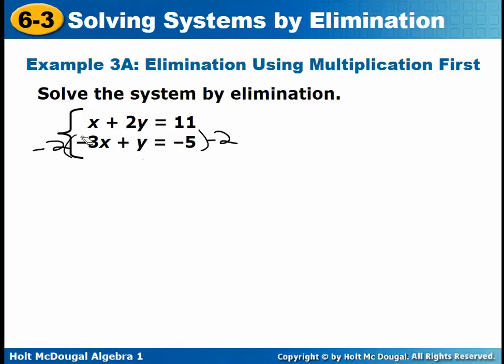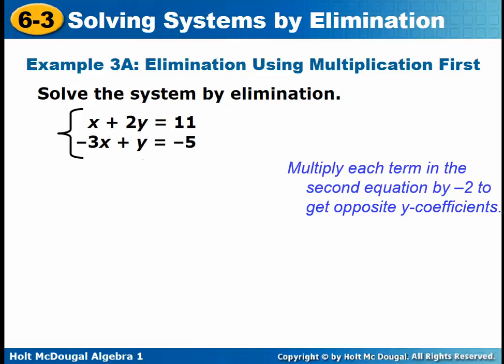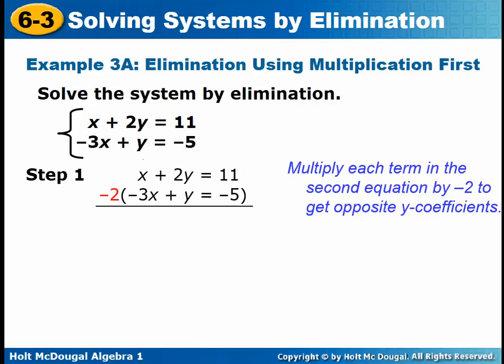So you need to look at it and decide, there's more than one way to solve these, what variable you would like to eliminate, and then what you need to multiply by in order to do that. I think it's a little bit easier to do the top one multiplied by 3, but let's go ahead and do the bottom one by negative 2. So we're going to leave the top equation exactly as it was, x plus 2y equals 11. But on the bottom, we're going to multiply every single term by negative 2.